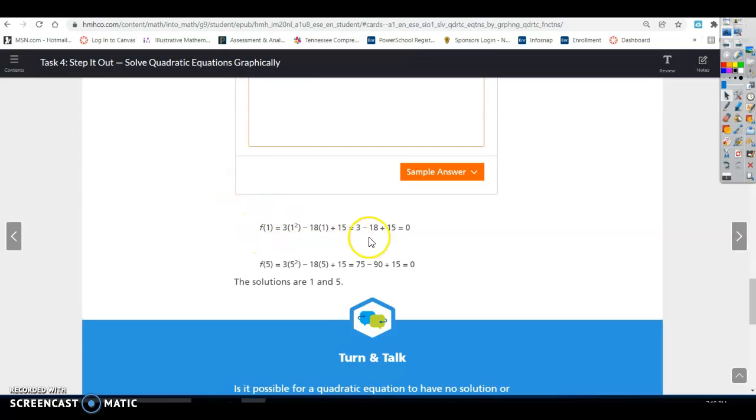All right, so they went through the process of plugging in 1 and 5 to show that those are solutions as well. So both 1 and 5 are your zeros or your x-intercepts. All right, that's all for task 4. If you have any questions, let me know.